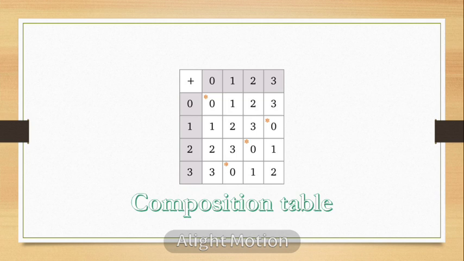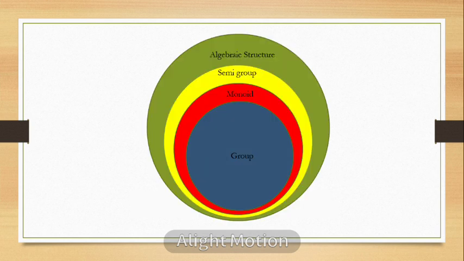Now if we look at the composition table, as you can see in each row there exists one element which returns the identity element 0. Like in the first row it is 0, in the second row it is 3, in the third row it is 2 and in the fourth row it is 1. So 0, 3, 2, 1 respectively are the inverses. Hence we can conclude a group is a subset of a monoid.